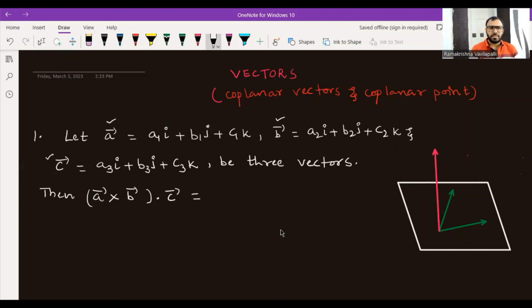With 3 vectors, we know the definition of A cross B dot C, A bar cross B bar dot C bar. We denote it by the box of A bar, B bar, C bar. So I am explaining this concept using the box. The box of A bar, B bar, C bar is nothing but the determinant of a1, b1, c1, a2, b2, c2, a3, b3, c3.